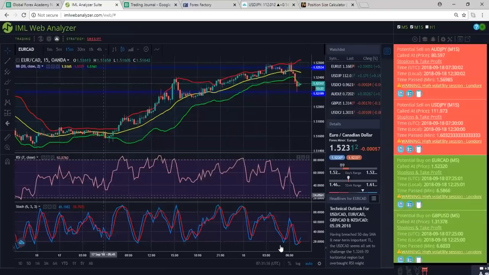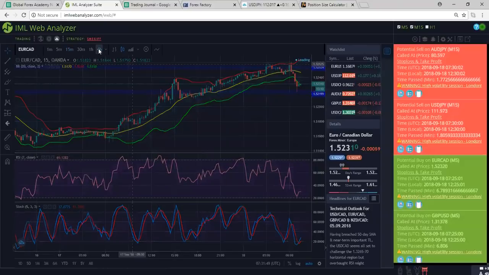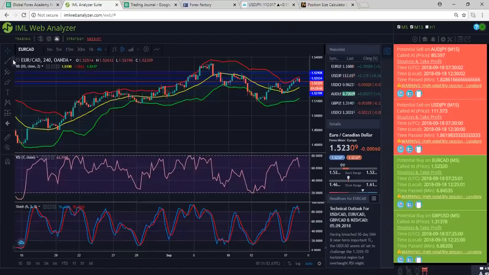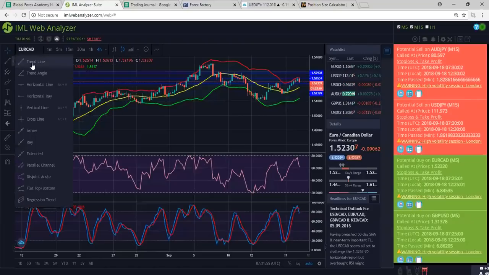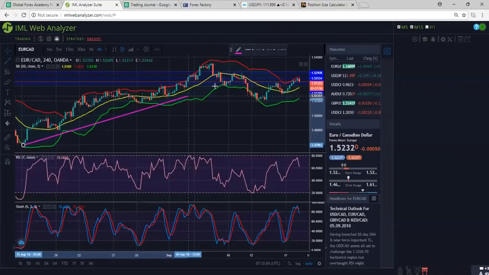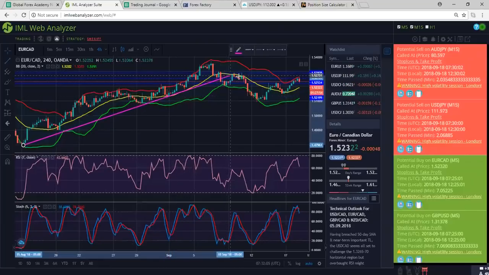So this is actually a really good setup right here. But we would just kind of wait. What I normally do is we had a buy call on EURCAD, and what I normally do is I first look to the higher time frame. I always look at the 4-hour time frame just to get an idea of how the market is trending, and I usually just grab a trend line and I will just go from the previous swing low, and I will just see how the market's been trending.